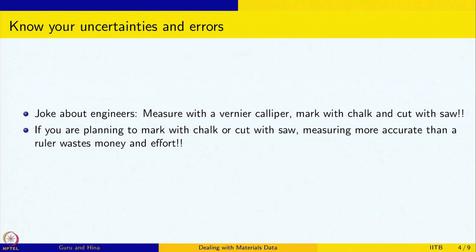In other words, when you are doing experiments, you should know the different errors that you are going to encounter. And so, if it is not meaningful for you to measure something very, very accurately, because you later know that something else is going to mar that accuracy, or it is not going to give you to that accuracy, then you can save yourself lots of time, effort, money by doing things only up to the required accuracy and precision. So, this is very, very important.